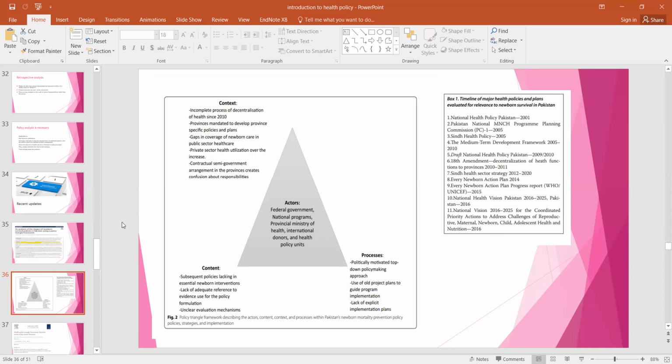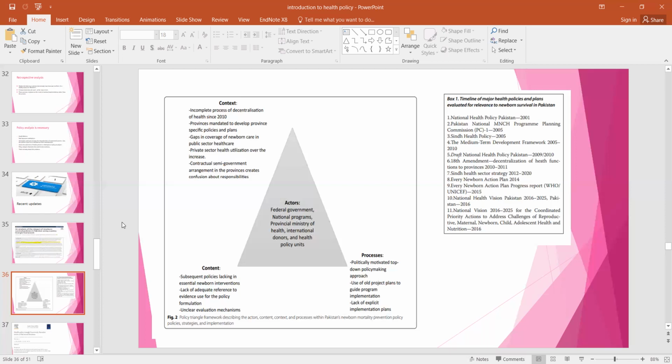The actors involved in these policies are the federal government, national programs, provincial ministries of health, international donors, and health policy units. The context of these 16 years of policies is: an incomplete process of decentralization of health since 2010, with provinces mandated to develop province-specific policies and plans; gaps in coverage of newborn care in public sector healthcare; private sector health utilization increasing over time; and constitutional semi-government arrangements in the provinces creating confusion about responsibilities.